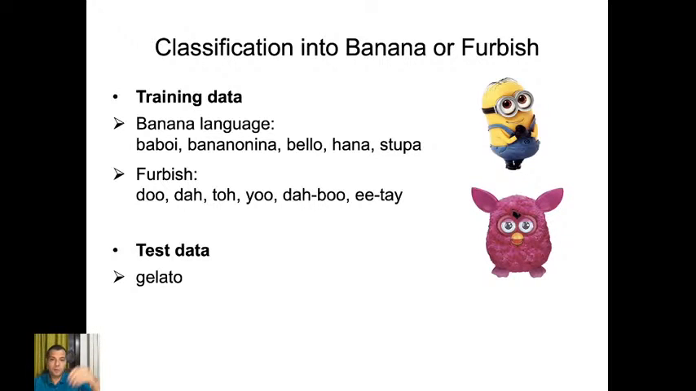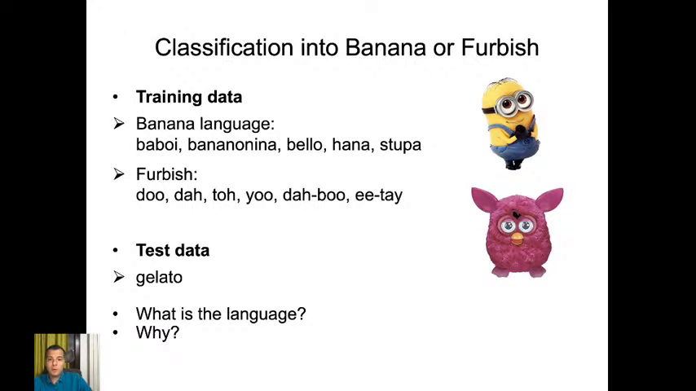Some of you, perhaps, will vote. Usually maybe half or something like that. People vote for banana or Furbish, and then this is the question. I'm also trying to discuss the hypotheses that they made. For example, people may say, okay, we have a word that ends with O, and in Furbish there are more words that end with O than in banana language. So it could be Furbish.